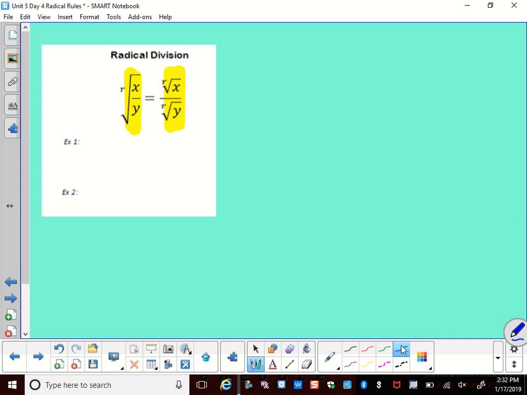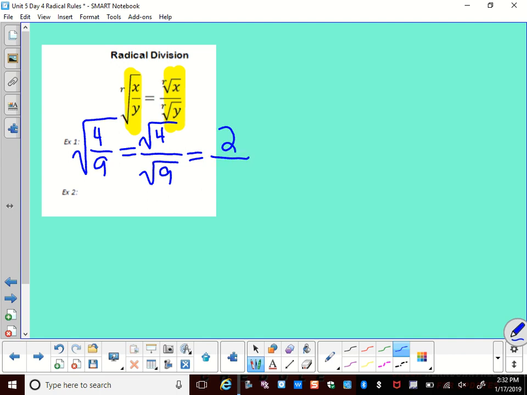Alright, so your example. If I have the square root of 4 over 9, does 4 over 9 simplify evenly? No. Because it does not simplify evenly, I want to separate it like the square root of 4 and the square root of 9. I make them their own. What is the square root of 4? 2. What is the square root of 9? 3.